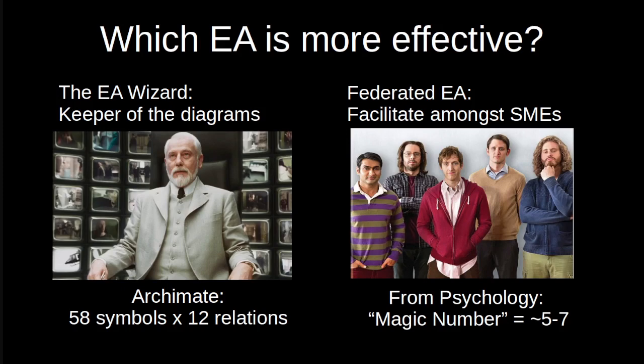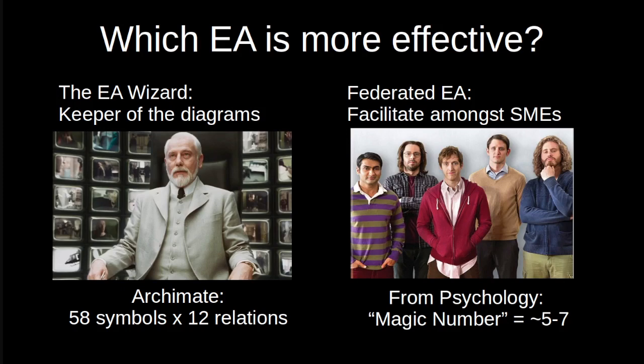So as you might be thinking, there's a real problem here. There's a lot of complexity. So which EA team do you think would be more effective? On the left, you have the EA wizard, the architect, the one who understands these diagramming models and maintains them. But let's be realistic. Most people are not going to be able to understand 60 symbols and relations on a day-to-day basis.